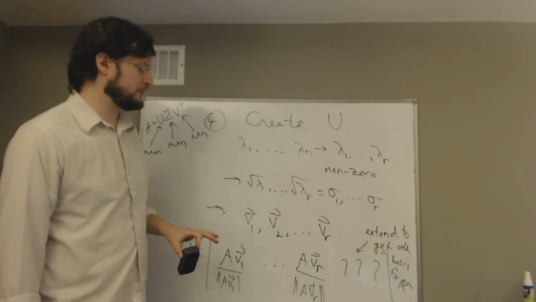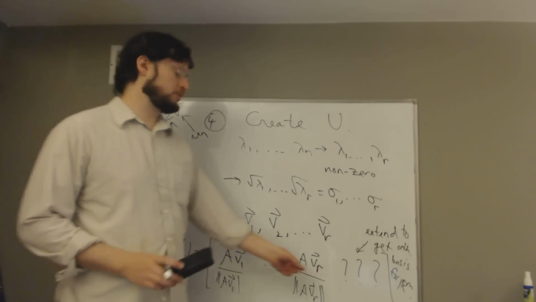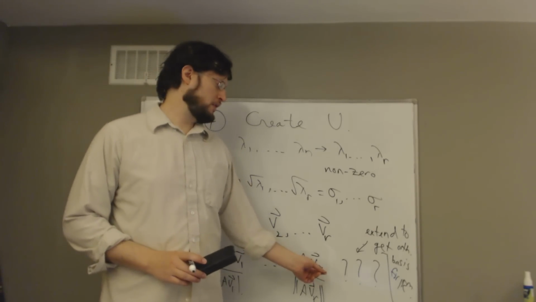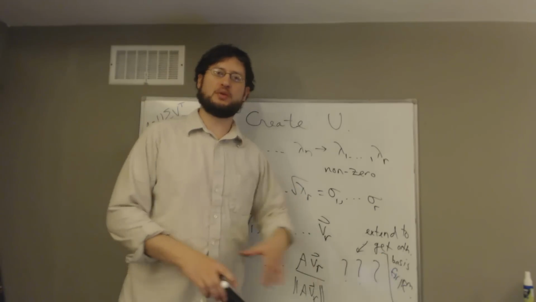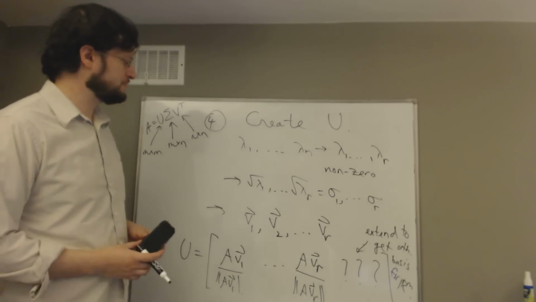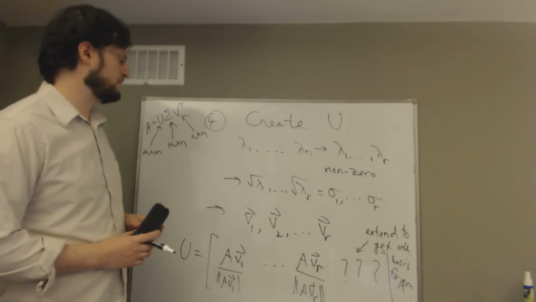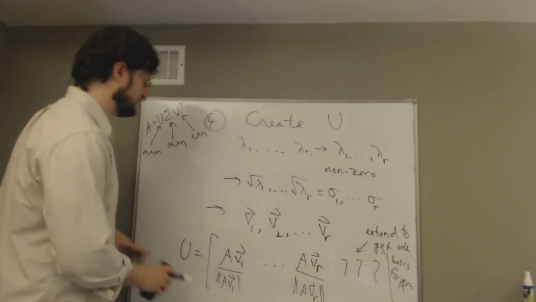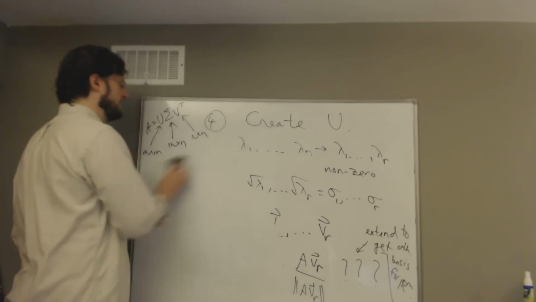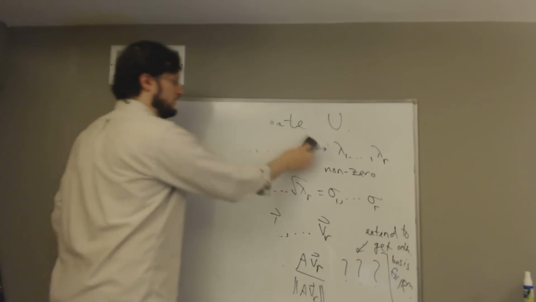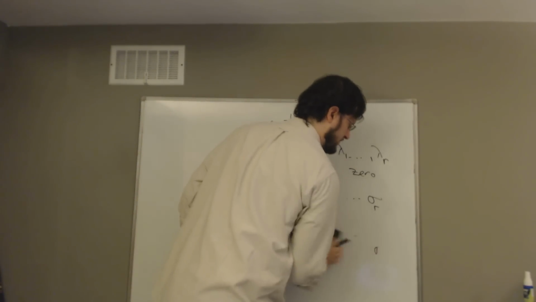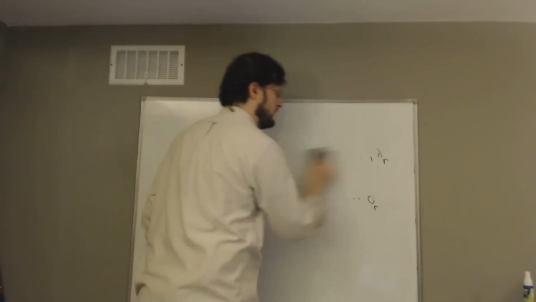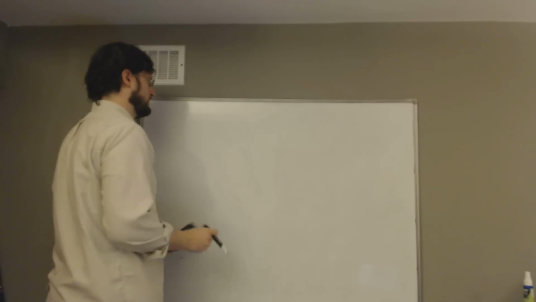It doesn't happen every single time, but sometimes we don't get enough eigenvectors, v1 through vr, so we need to add some new ones in order to make a square matrix that is, in fact, orthogonal. And that's the whole process. And so let's just jump right in to a couple of examples so you can see how it works. All right.